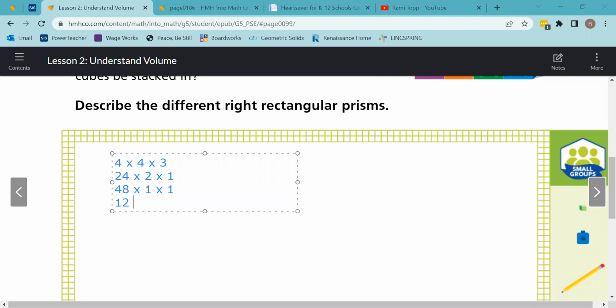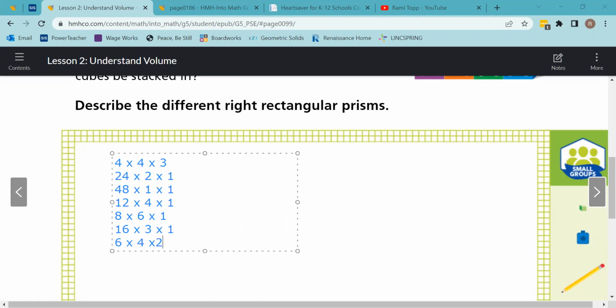You could do, let's see, 12 times 4 gives you 48 times 1. 8 by 6 is 48 times 1. What are we missing? Oh, 16 times 3. We know 4 times 4 is 16. Take that times 3. 6 times 4 is 24. Double that, you get to 48. 8 times 3, that's 24. Double that.